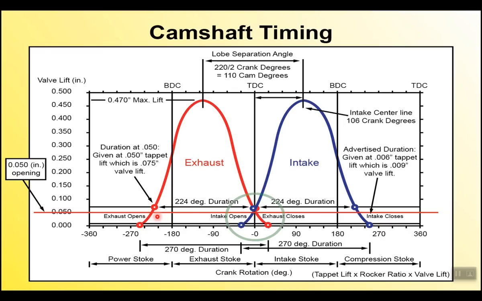Now, I want to show you another one that's the advertised duration, and this is at 6 thousandths of tappet. That means this is given at 6 thousandths of valve opening. This one is at 50 and this one is at 6, so one of these is different than the other. These are going to be really crucial when you're looking at cam cards to figure out which one of these you have. Again, I will explain this shortly.